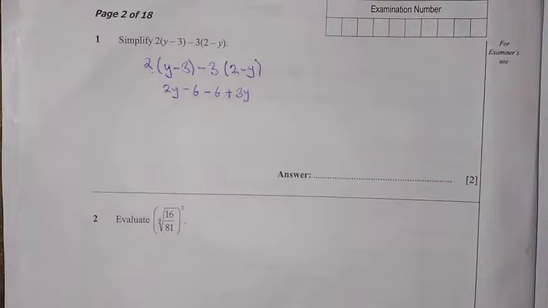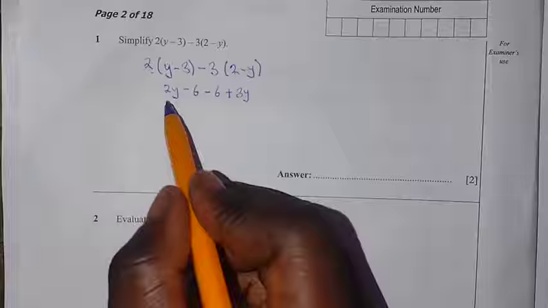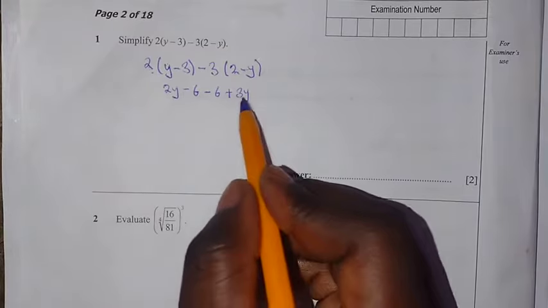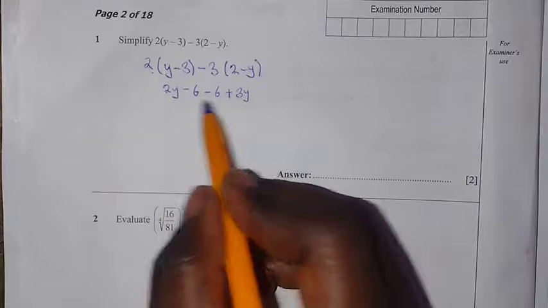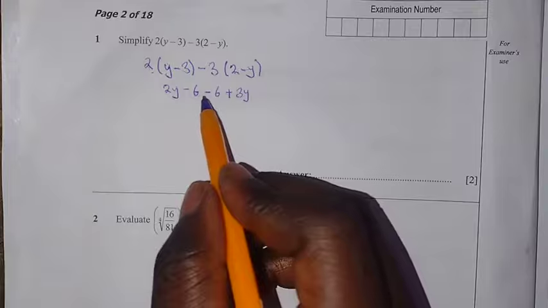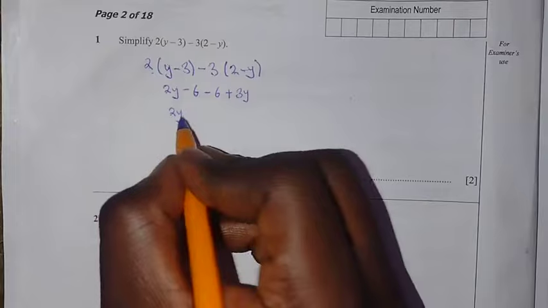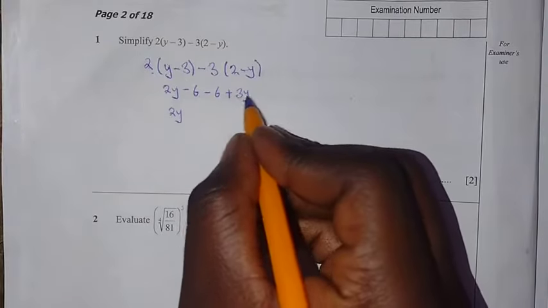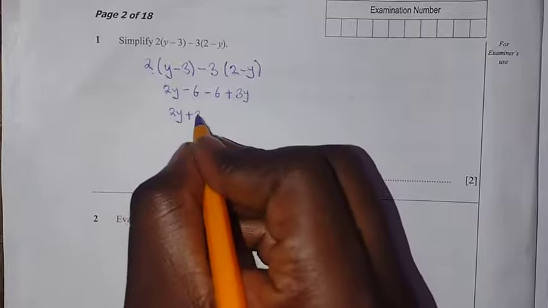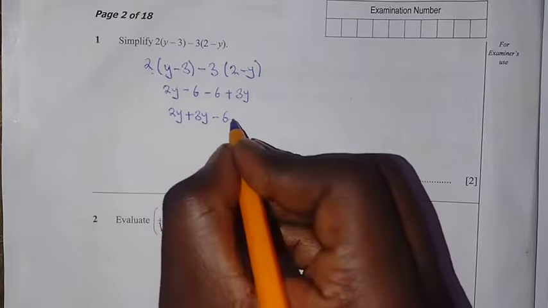From this stage, you need to group the like terms together. The like terms here are 2y and also plus 3y. These are like terms because they have the same variable. The negative 6 and minus 6 are also like terms because these are just constant numbers without any variable. When grouping the like terms, make sure that you take the term with its sign. So 3y, the sign is plus, so you get plus 3y. Then just pick negative 6, again minus 6.